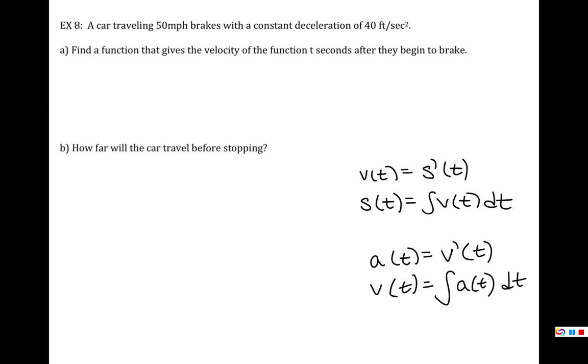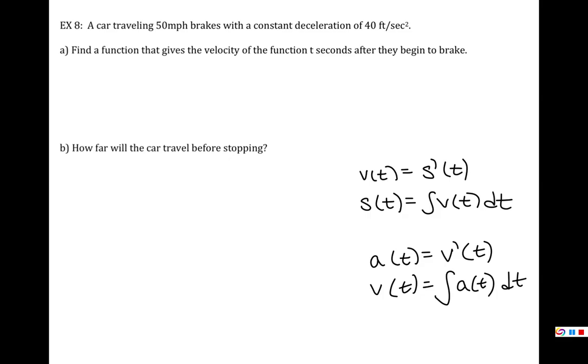Finally, let's take a look at an application problem that goes through the same process. We learned in the past that velocity is the derivative of position. So that means position, which I'm calling s, is the antiderivative of velocity. And we learned that acceleration is the derivative of velocity, so therefore velocity must be the antiderivative of acceleration. Let's see if we can use this information to solve the following problem.